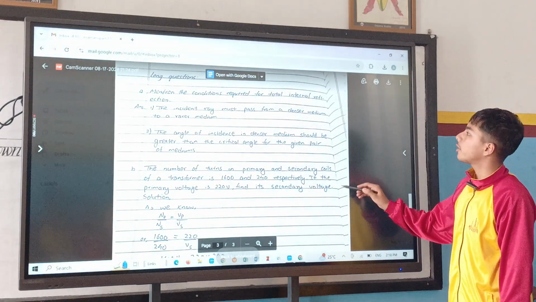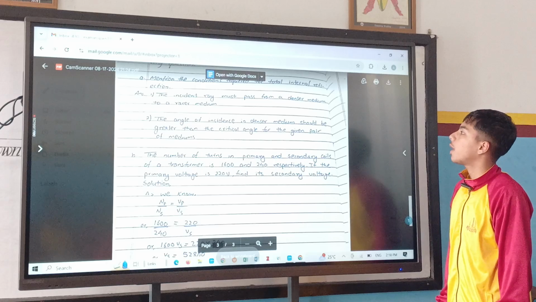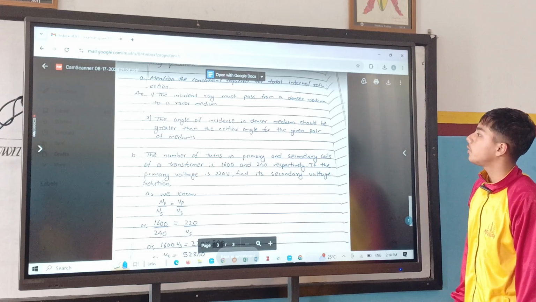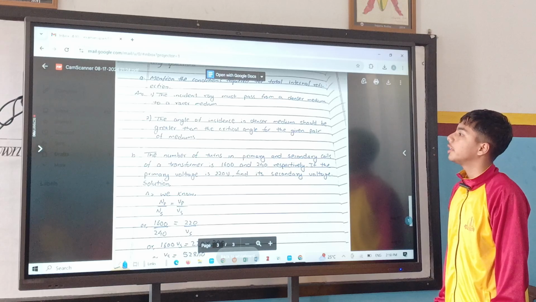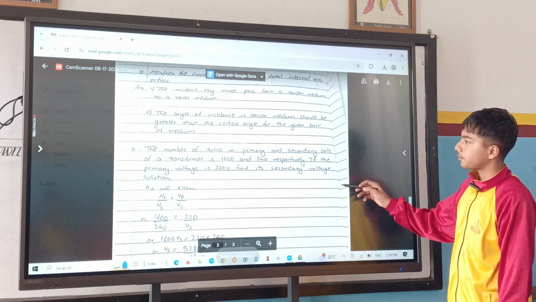Mention the condition required for total internal reflection. The incident ray must pass from a denser medium to a rarer medium. The angle of incidence in the denser medium should be greater than the critical angle for the given pair of mediums.